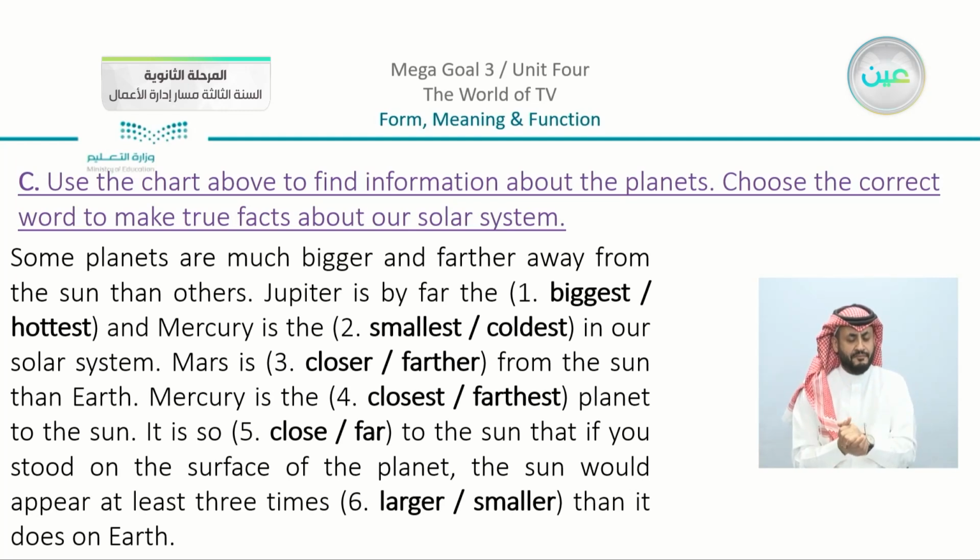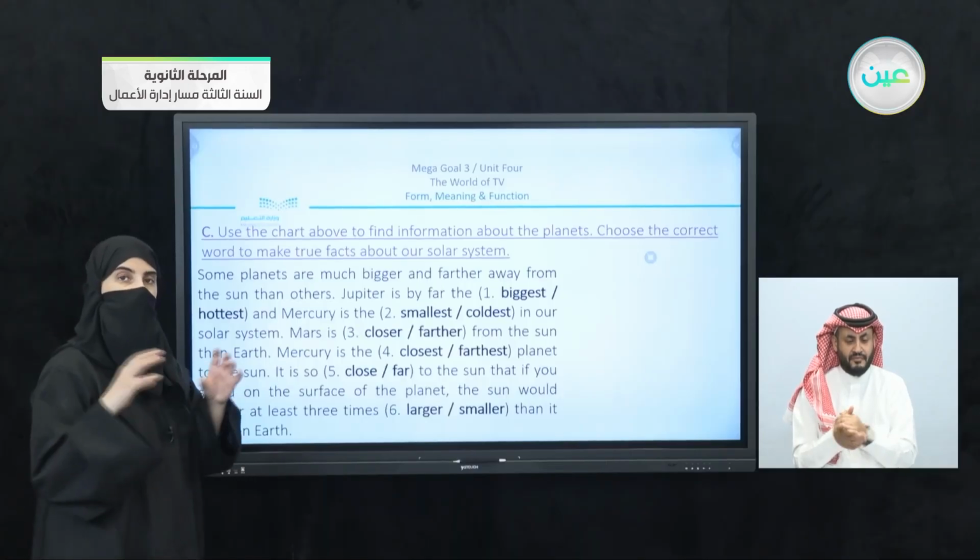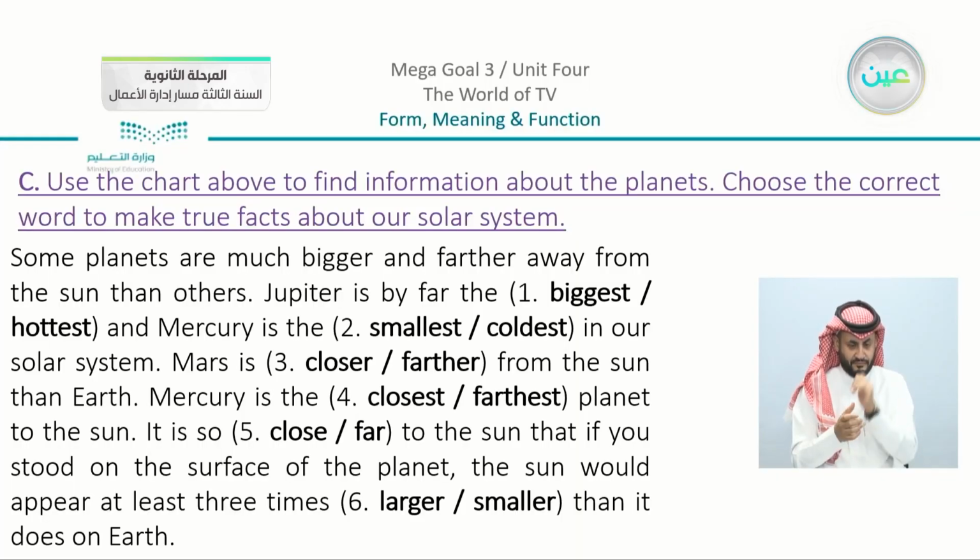Now let's just read. We have here some planets are much bigger and farther away from the sun than others. Jupiter is by far the, since I have here by far the, we have biggest or hottest, and Mercury is the blank. We have smallest and coldest, sorry. So going back to the table that we have in the book, you can just compare and see the sizes and the distances that are mentioned. You can choose that we have here the biggest, and Mercury is the smallest in our solar system.